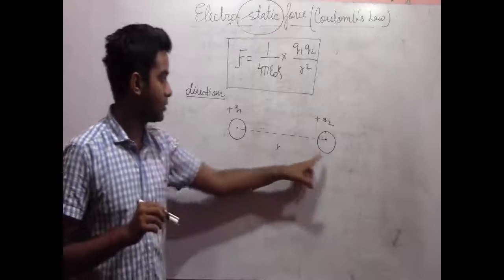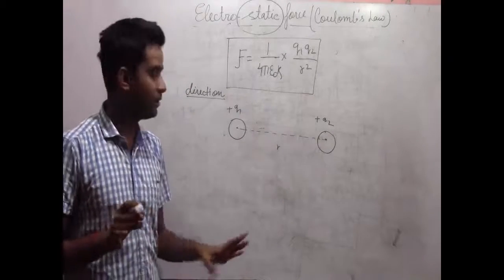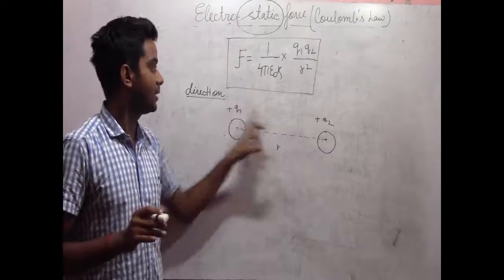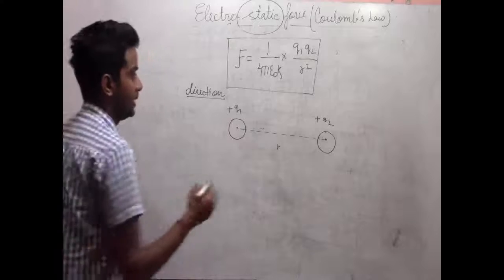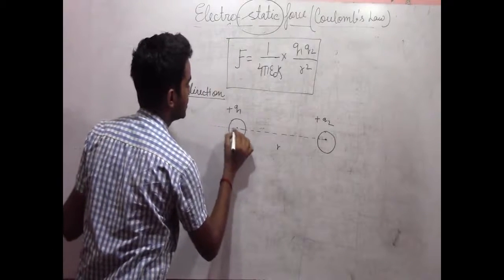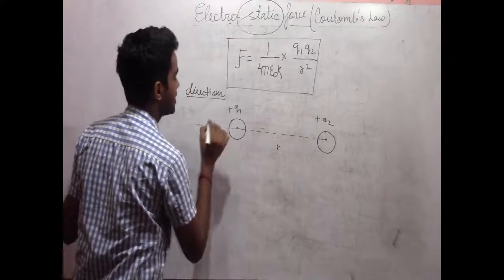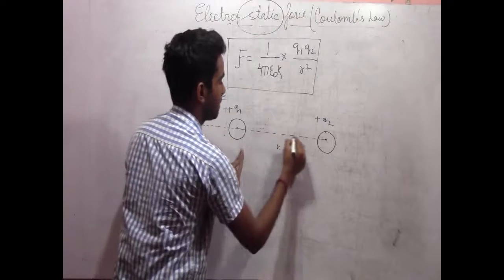The electrostatic force between the charges Q1 and Q2. What will be the direction? You know it very well. These are like charges, so they will repel each other. This charge will exert a force on that charge along the same straight line joining these charges. I have joined the charges Q1 and Q2 by this line.